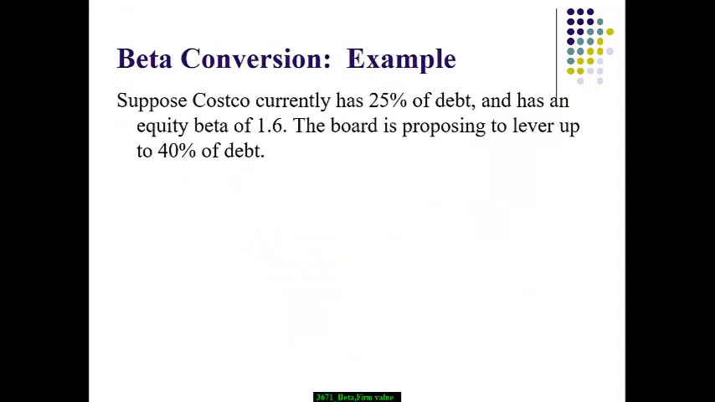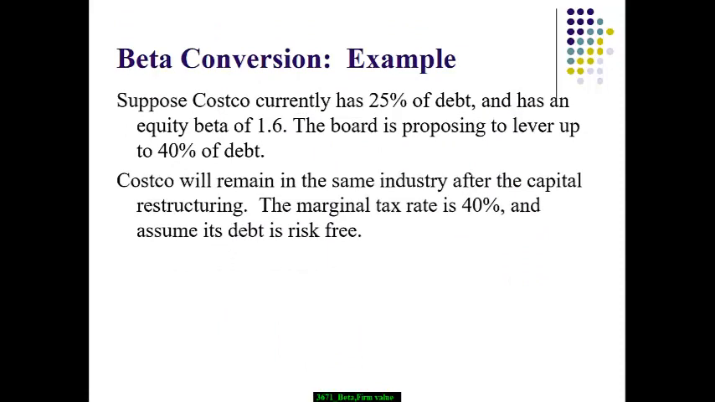Let's take a look at how we convert equity beta and asset beta. Suppose Costco currently has 25% debt. It has equity beta 1.6. The board is proposing to level up to 40% debt. So Costco is going to remain in the same business and use the same business model. They're not going to change how they run their business and what type of product or service they provide. The tax rate is 40%. Assume it's a risk-free debt world.